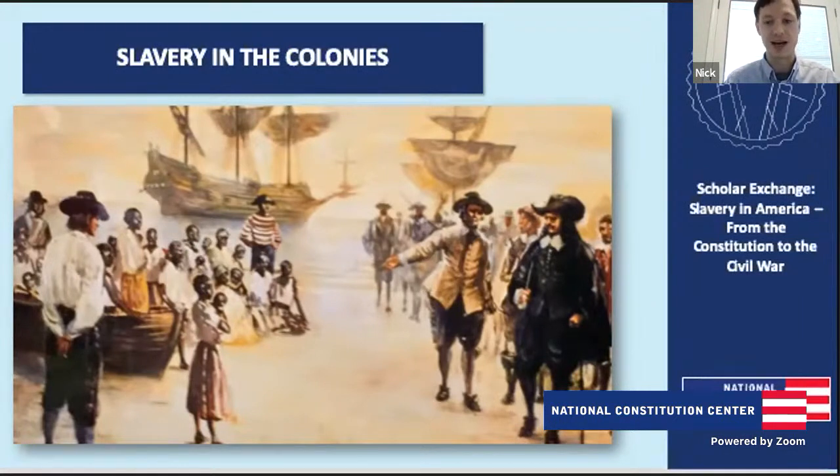And that's going to be important when we talk about what happens at the Constitutional Convention, right? Why is it that South Carolina will not give in?